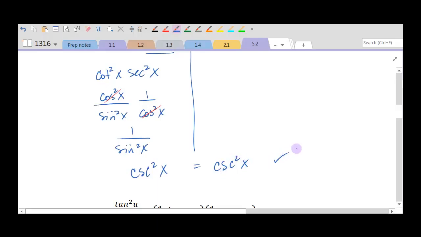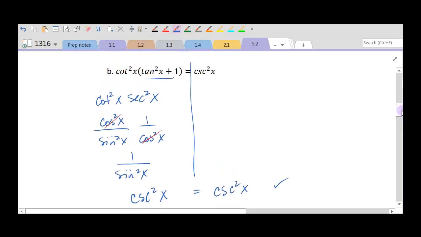So again, that's how you would verify that identity. You can see, as I've stated already, I had to go through sine and cosine to end up getting to cosecant. Now that's not always the case, it's just one strategy that you might be able to apply. So we'll pick up with two more examples in the next video.